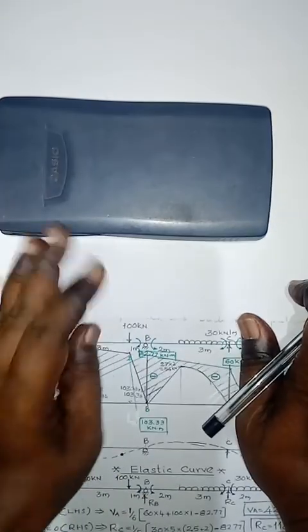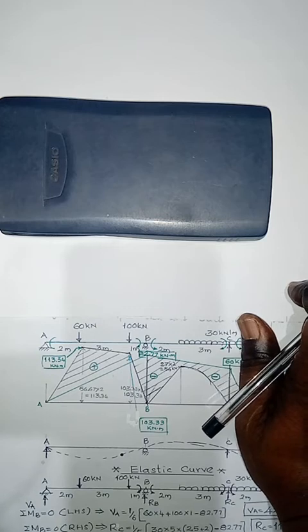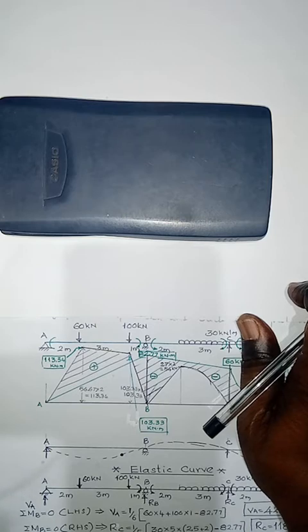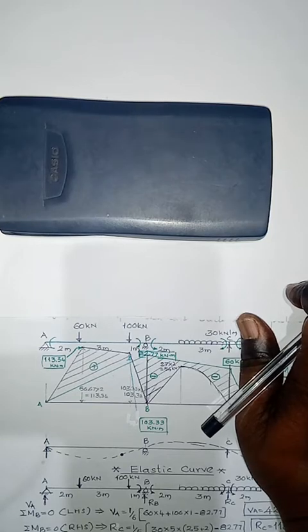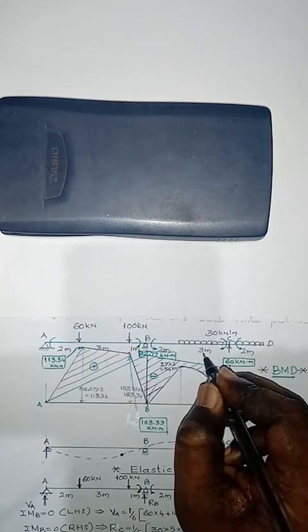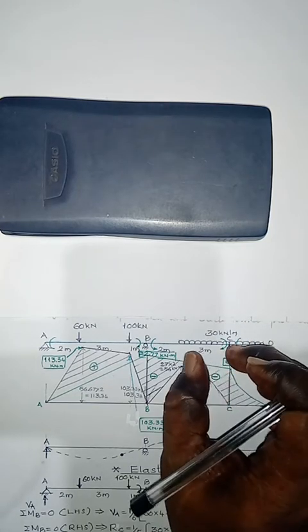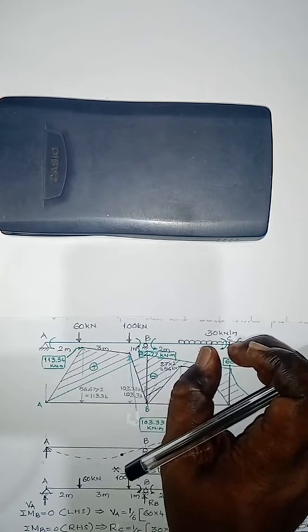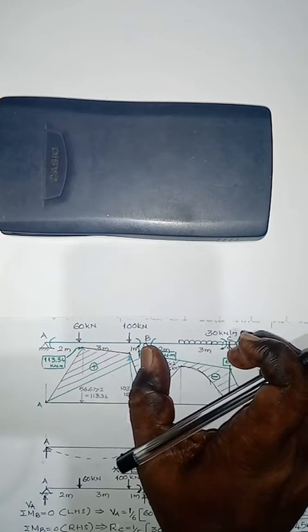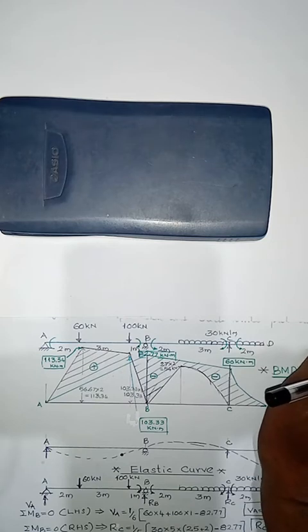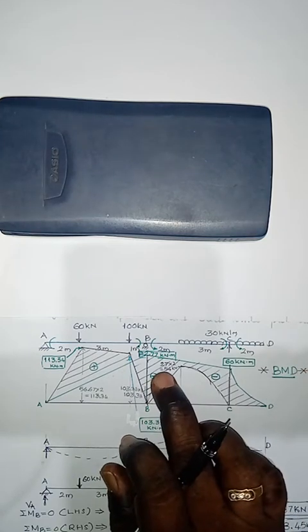Then calculating the reaction, here the reactions are 27, one is 27, another one is 54, I think. Then you please calculate yourself. That is 30 into 3 into 1.5 divided by 5. You will get some value, that is 27.